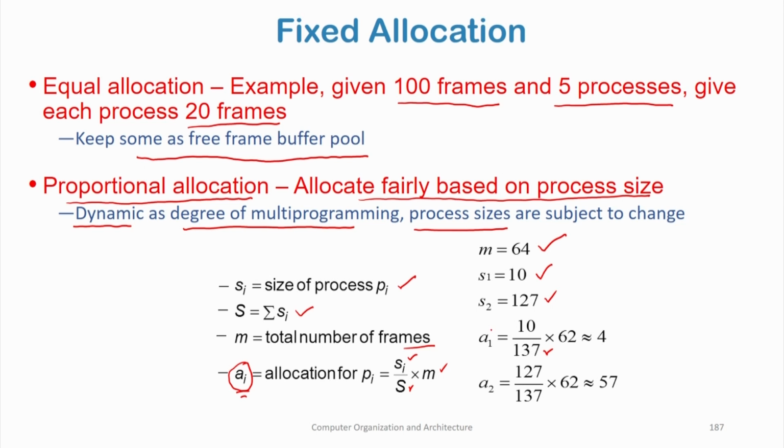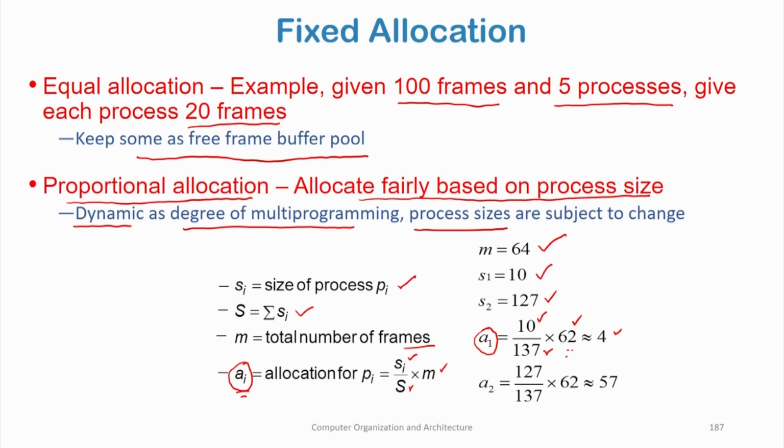So, for the first process, the number of frames that P1 will get will be a1, and how is a1 calculated? 10 divided by 137 into 62 equals approximately 4. Why 62? Because let us say we have allocated 2 frames for the operating system, and the rest of the frames are allocated to user processes.